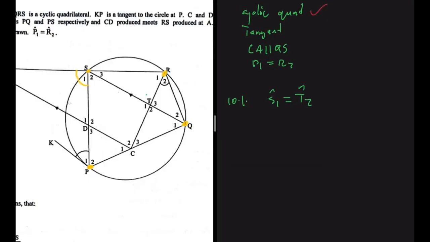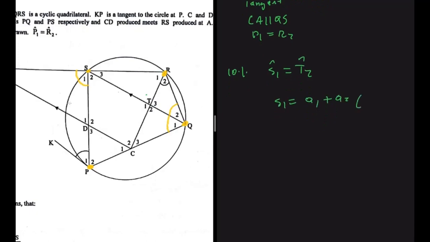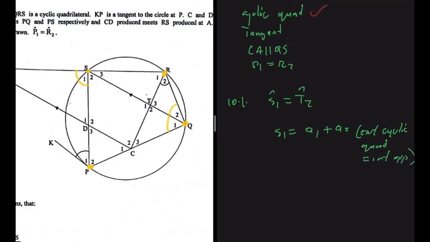So if it's an exterior angle of a cyclic quad, it should be equal to Q1 plus Q2, right? So S1 is equal to Q1 plus Q2. An exterior angle of a cyclic quad is equal to the interior opposite angle. So we have exhausted the cyclic quad. Now let's look at T2, because we're supposed to prove that S1 is equal to T2. S1 has no immediate connection with T2, right? So let's try other ways here.